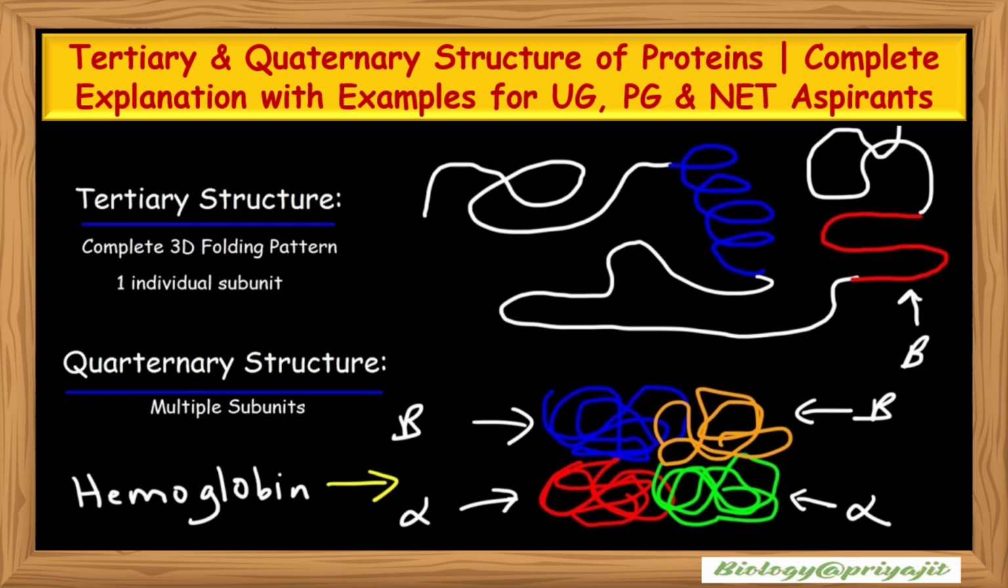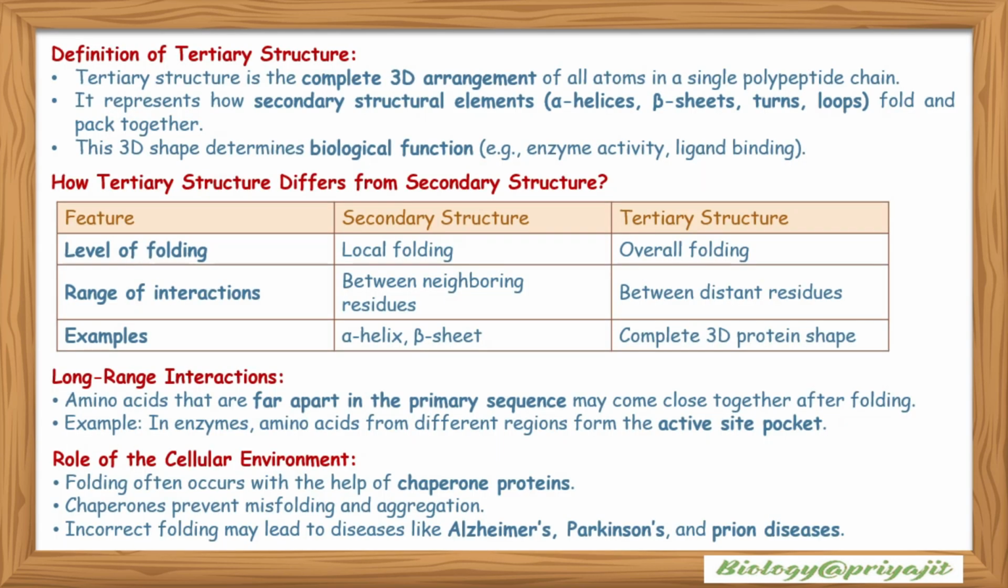Let's unfold the elegance of protein folding in a simple and clear way. Let's begin. What is tertiary structure? Tertiary structure is basically the complete three-dimensional arrangement of all atoms in a single polypeptide chain. It represents how secondary structural elements such as alpha helix, beta sheets, turns or loops fold and pack together. This three-dimensional shape determines biological function such as enzyme activity, ligand binding, etc.